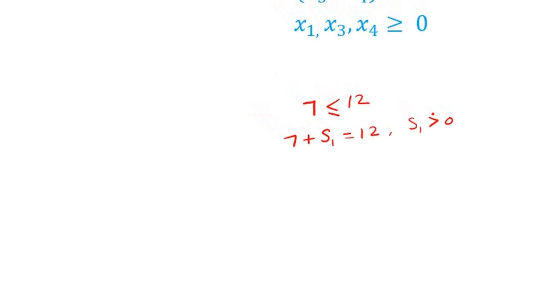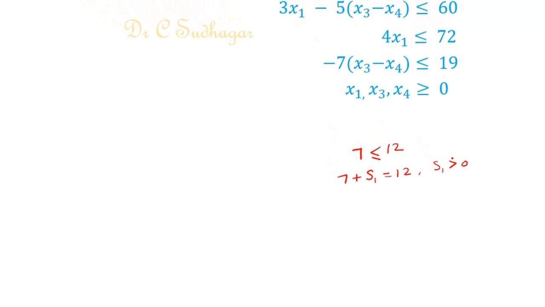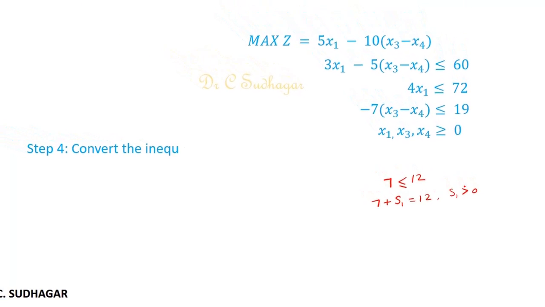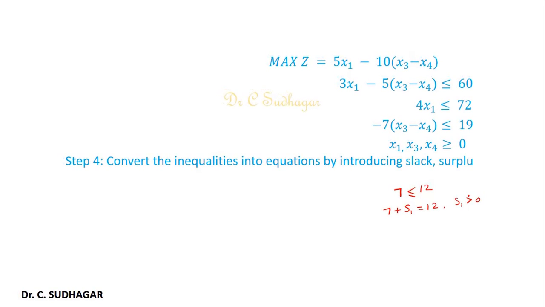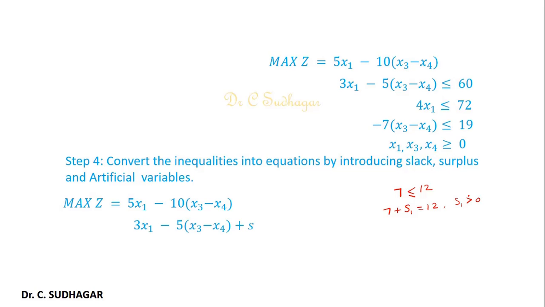Now let us convert all the inequalities into equations. Convert the inequalities into equations by introducing slack, surplus and artificial variables. Okay. Now the first one does not require any surplus or artificial variables. The second one is an inequality. So this less than or equal to was replaced by plus s1 equal to. Okay. So it becomes an equation now.